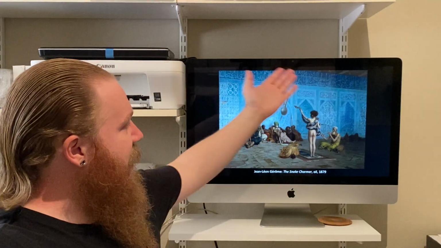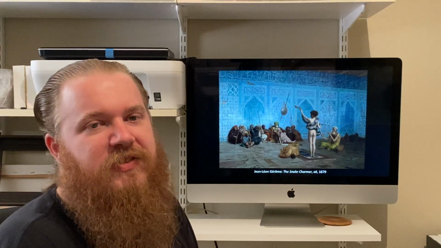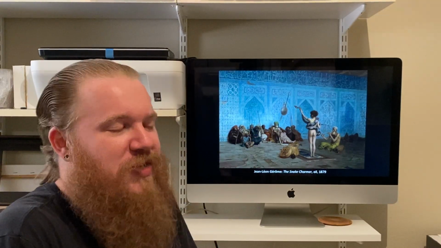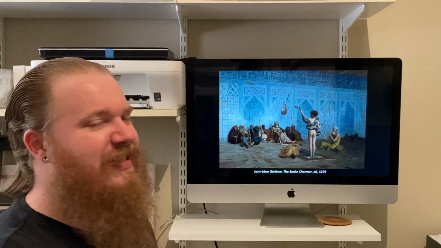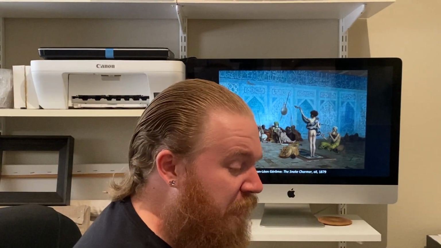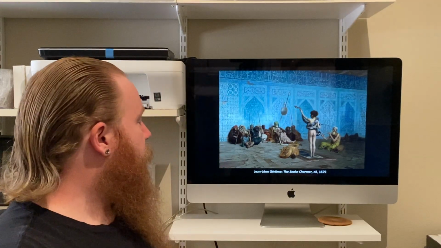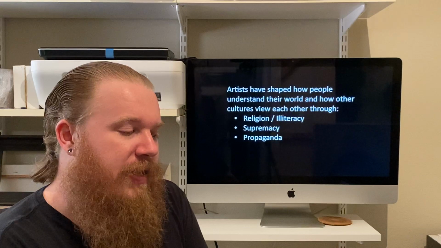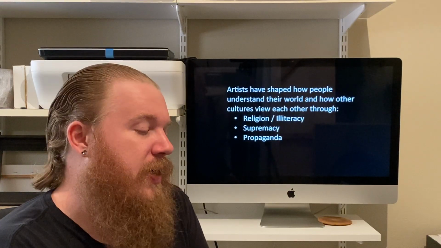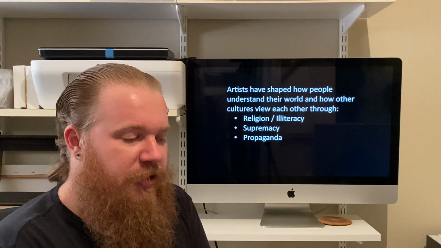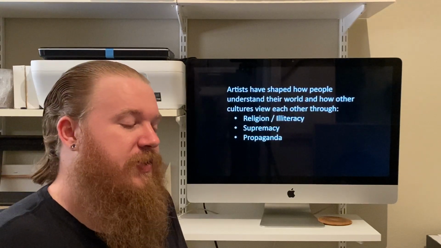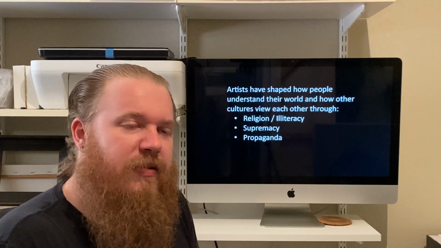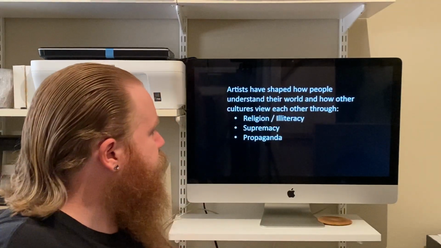And once again, he would have just based this off of things he had seen while traveling, but he didn't actually speak the language. So it's all artistic invention in this regard. So I find that to be interesting. But artists have shaped how people understand the world and how other cultures view each other through things like religion and literacy, or religious literacy in general, but also through things like supremacy and propaganda. And so we'll see examples of these.